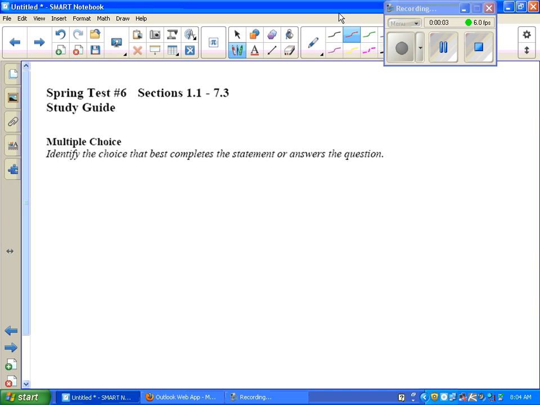This will be our spring test number 6 from sections 1.1 through 7.3. We got through solving systems of equations using both substitution and combination or elimination.